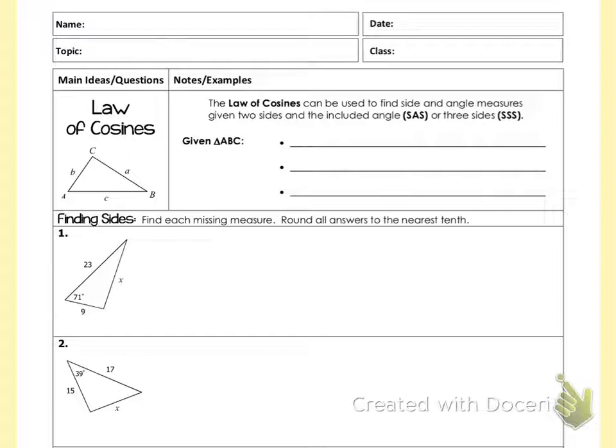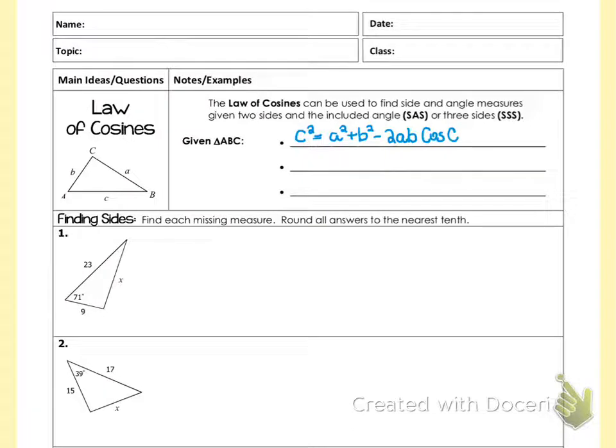So the law of cosines says this: c squared is equal to a squared plus b squared minus 2ab cosine of c.